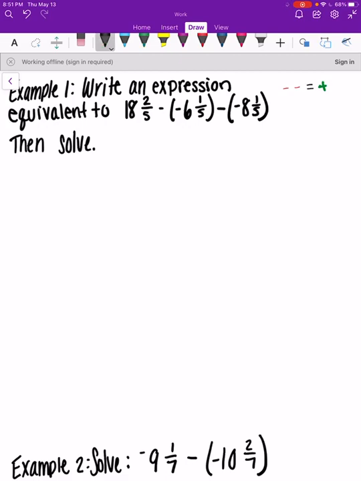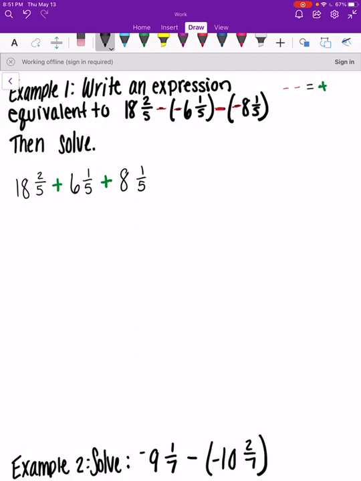So I'm going to rewrite this as 18 2/5. But we have two negatives here, minus a negative 6 1/5. So I'm going to change that into one positive 6 1/5. And then again over here I have two negatives. I have minus a negative 8 1/5. And two negatives make a positive. So I'm going to write plus 8 1/5.